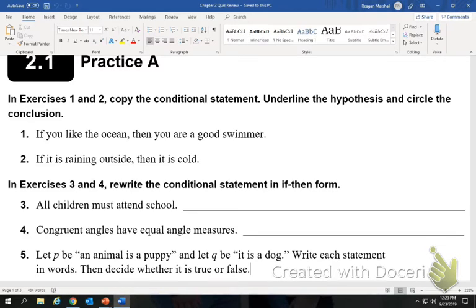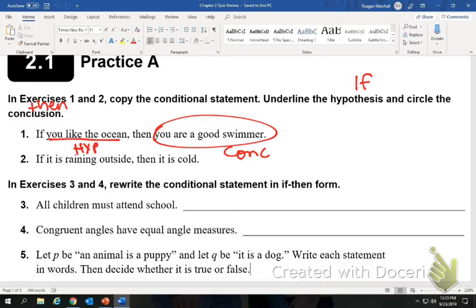We're going to underline the hypothesis and circle the conclusion. What word will come before the hypothesis? If. And then what word comes before the conclusion? Then. All right, so what is the hypothesis in number 1? You like the ocean. And then the conclusion is you are a good swimmer. That's your conclusion. We're going to go to number 3.